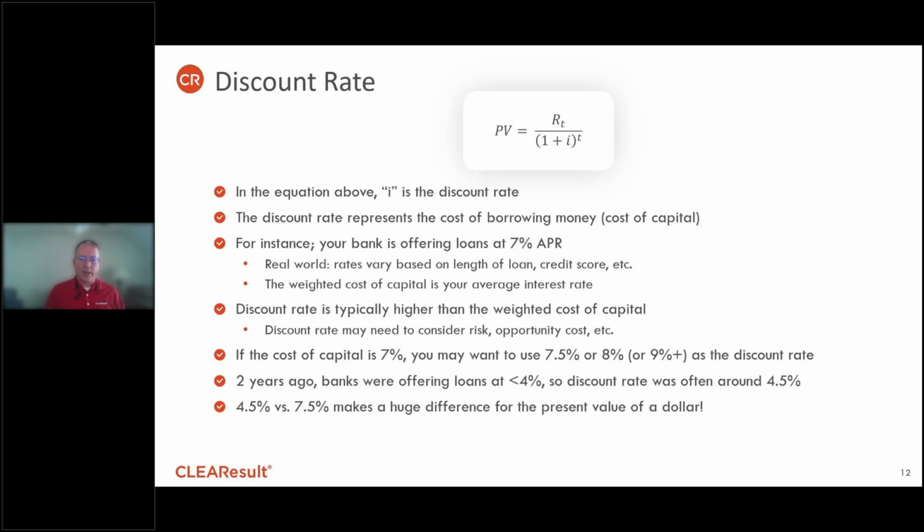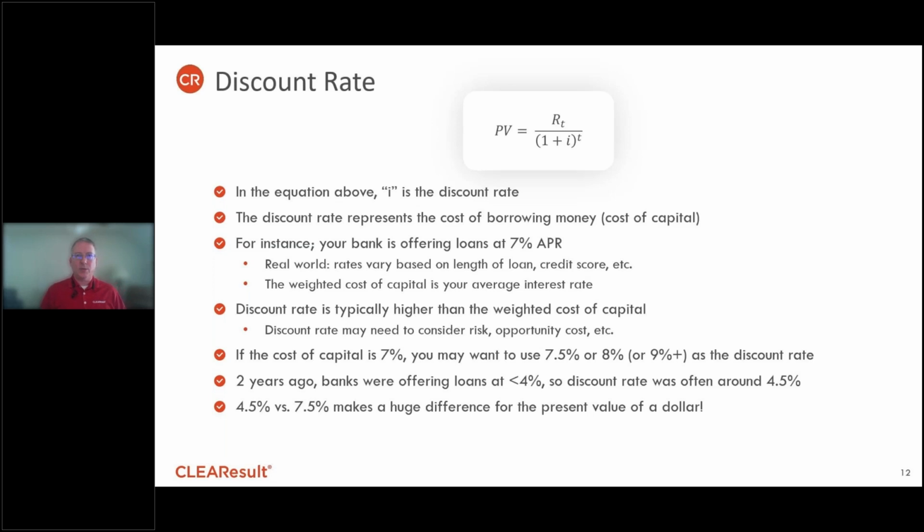We can borrow money at sort of bank rates for some of that stuff. We can issue bonds maybe for infrastructure projects. We can have different sources of funding. There's federal money that's floating around right now. All of these different things play into your weighted cost of capital calculation. So if you go to your accounting department and say, what's our weighted cost of capital? They probably have a number in mind. Discount rate uses that, but it's related to that.